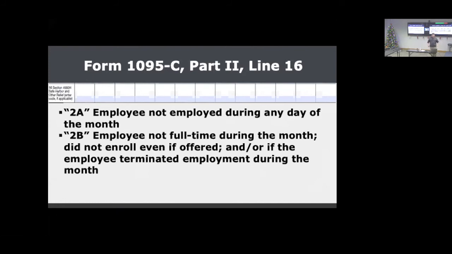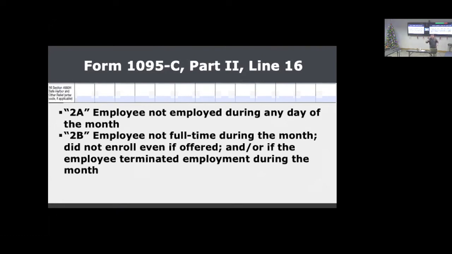2B is the employee did work for us, but they were not full-time during that month. So it is entirely possible, right, that you're going to have somebody like a substitute that works for you regularly, who subs a couple of days a week, but then starting in March takes a long-term subbing for a maternity leave. That person is probably going to be 1H in all those months because we're not offering that sub insurance, right? But in a lot of the months, they're going to be 2B because they weren't full-time.